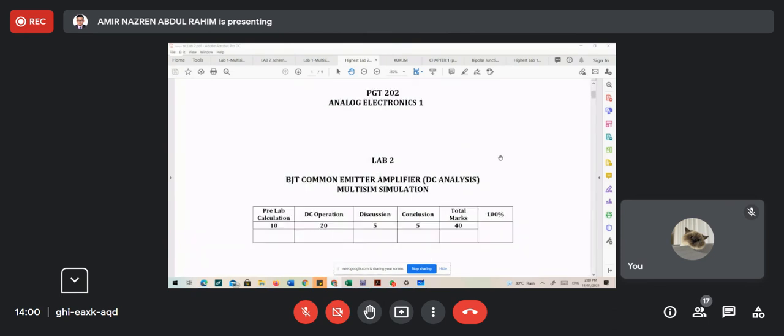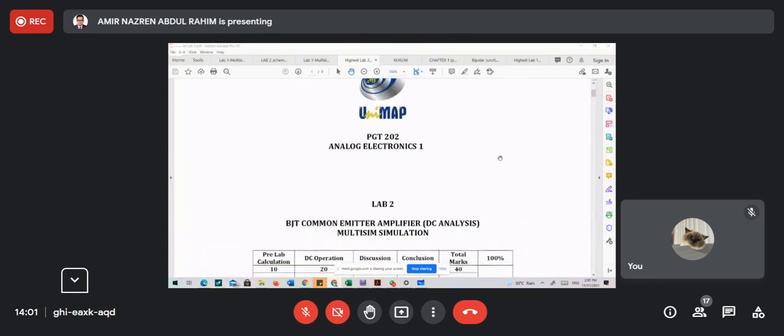Okay, lab 2 is about the amplifier, the BJT common emitter amplifier. But this session only focuses on DC analysis, not AC analysis yet. This chapter, I think Madam Bayar already taught you how to do the DC analysis. It's not very difficult to solve these questions. We only need to know how it flows, and we can do it by referring to the formulas that we already learned.